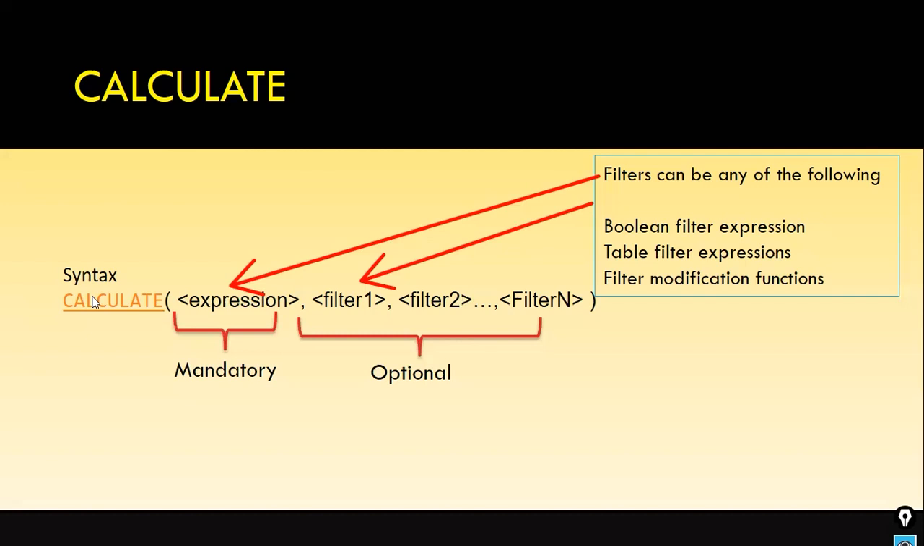That's what I'm trying to say here. It allows us to change the context of your calculation within a measure, wherein the context is determined by your environment. The ability to change the context within a measure is very important. The calculate function is very helpful in completely changing the filter context that is coming from your visual.